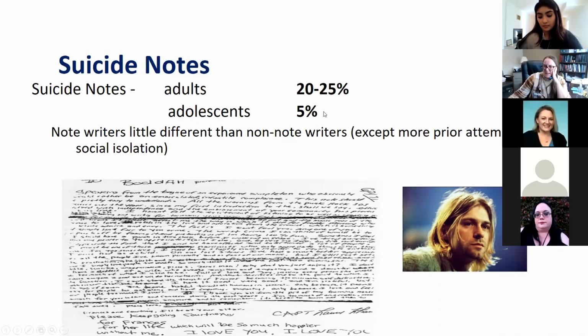This is suggestive that adolescents are much more impulsive in their suicide attempts, and that leaving a note takes some more thought and deliberation that maybe adolescents don't take the time to consider. But we do know that research has looked at those who leave notes and those who don't, and they've not found any kind of demographic or mental illness based differences, except that individuals who leave suicide notes tend to have had more prior attempts previous to the completed suicide, and that they're more socially isolated, which is not good given our current pandemic.